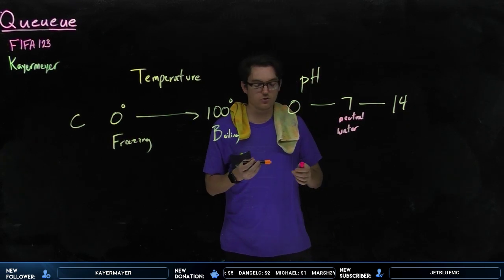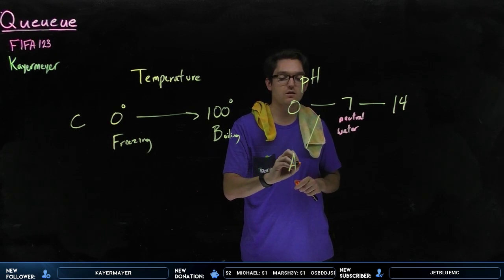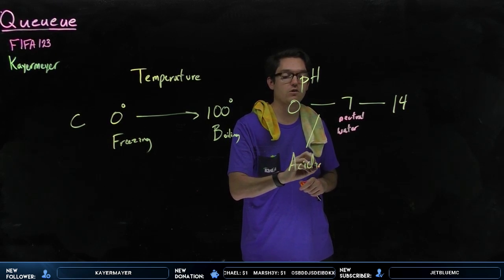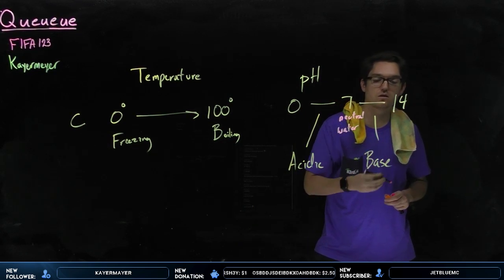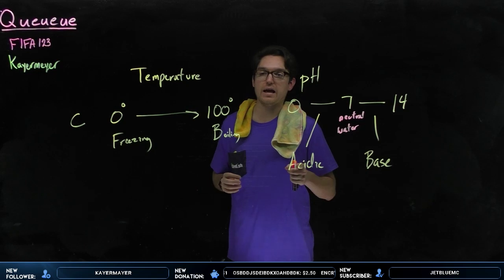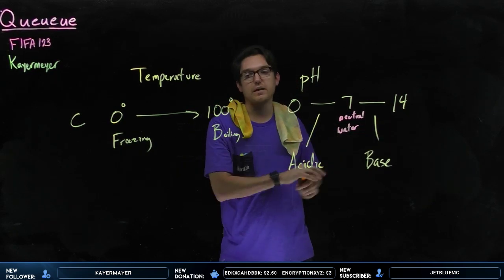So yeah, 7 is neutral, water is neutral. 0 to 7 is the acidic part. So if you're less than 7, you're an acid. If you're greater than 7, you're a base. I think of it this way: A comes before B in the alphabet. Earlier numbers are A, acid. Later numbers are basic.